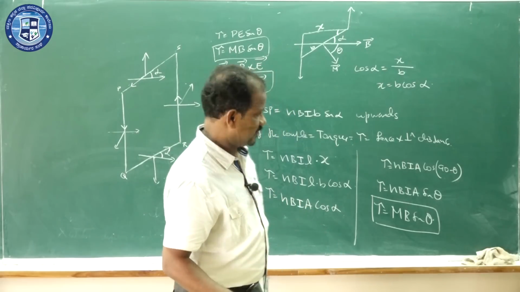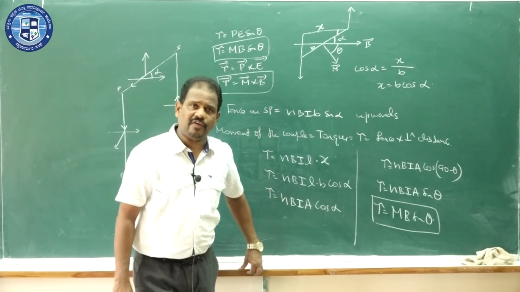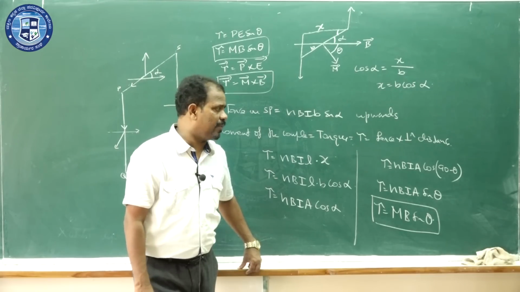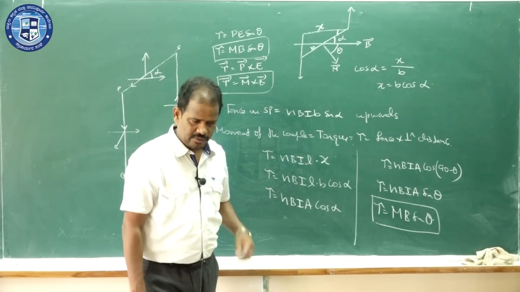Is it right? Therefore, a current carrying rectangular coil kept in a magnetic field experiences a torque, and the torque is given by the formula tau is equal to MB sin theta. Understood? Thank you.